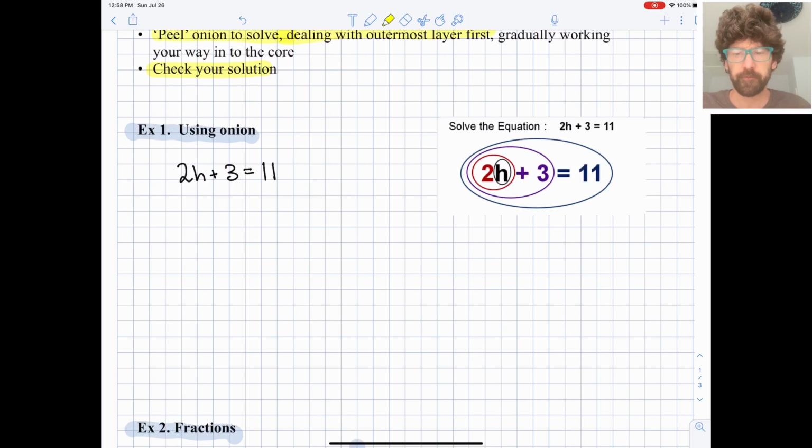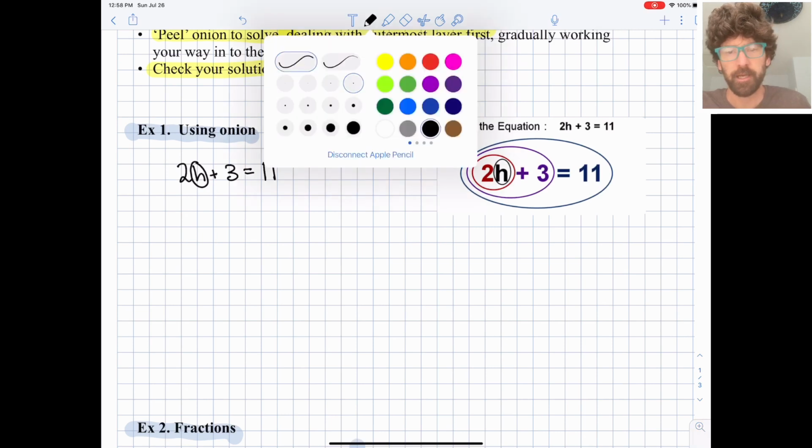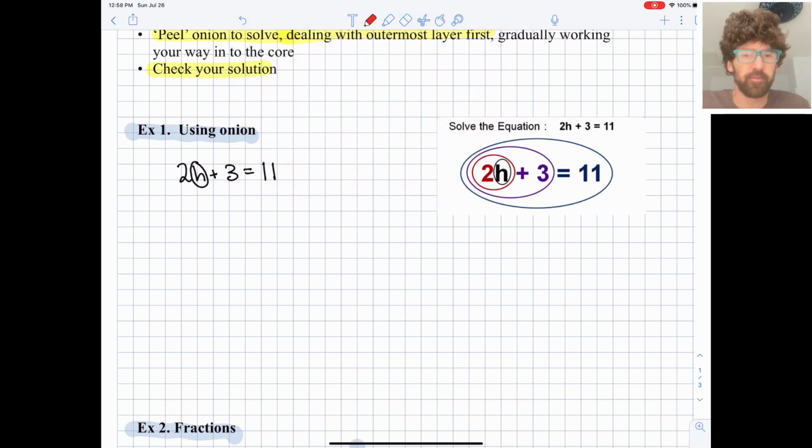I have an image over on the right that I found on the web that shows the onion as well, and I will try to replicate that a little bit on my hand-drawn equation. So we have 2h plus 3 equals 11. I am going to circle my h, that's the core, that's what I want to know first, and then I will follow order of operations.